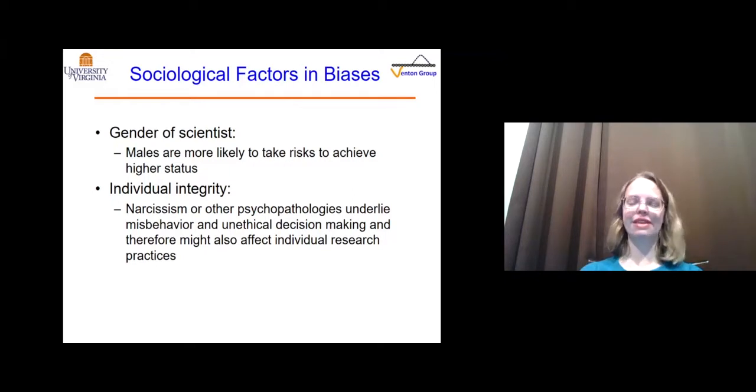The other sociological factors are that males are more likely to commit scientific fraud. This all comes from that same PNAS paper that I had the citation for on a previous slide. That they're more likely to take risks, and so the biases are more likely.